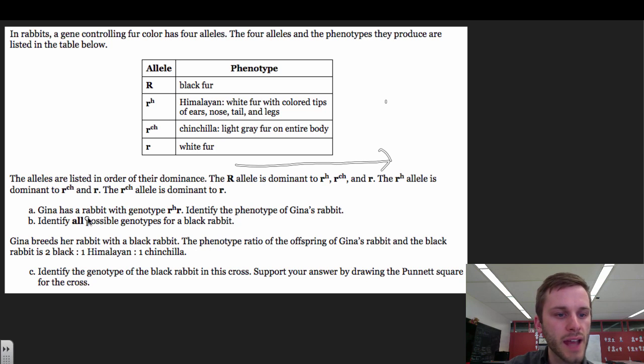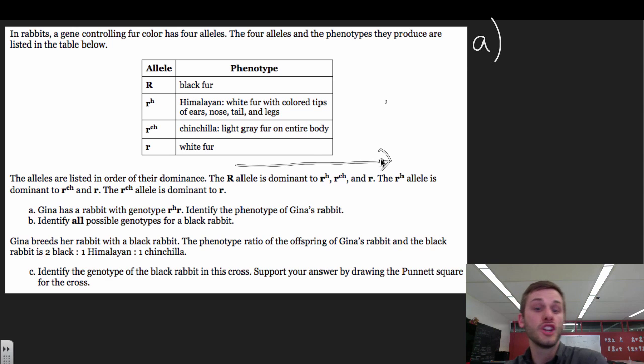So it says Gina has a rabbit with genotype RH little r. Identify the phenotype of Gina's rabbit. So this is the Himalayan phenotype, and little r is the white fur. So we just have to look at which one's more dominant, and we can see that, right here, the Himalayan is more dominant than the white. So for part A, what's the phenotype, the physical characteristic of Gina's rabbit? It is going to be Himalayan.